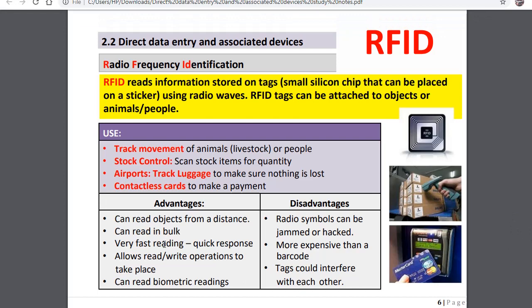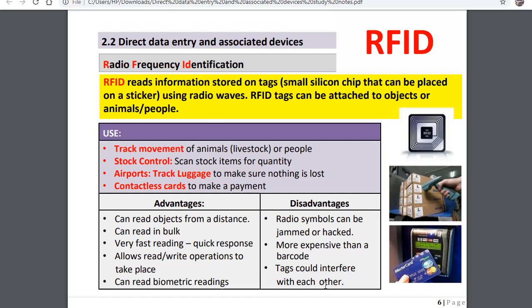reading, quick response. It allows read and write operations to take place, okay, unlike the barcode, which can read and get an output, a written output from the scanning of the silicon chip. Can read biometric readings, the same as we're having here, the shapes we're having here are called biometric shapes. The disadvantages of using RFID: it is more expensive than barcode. Tags could interfere with each other.